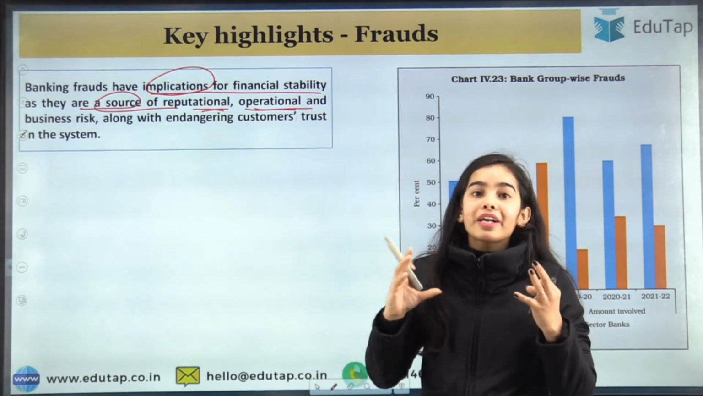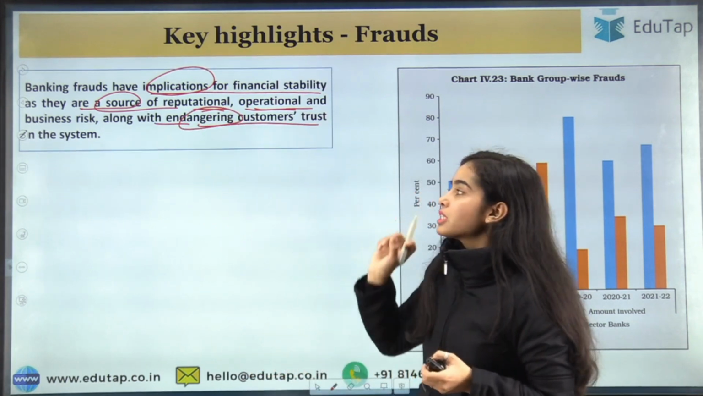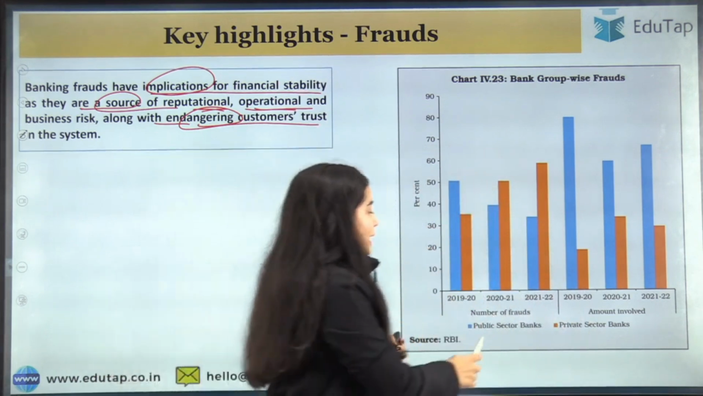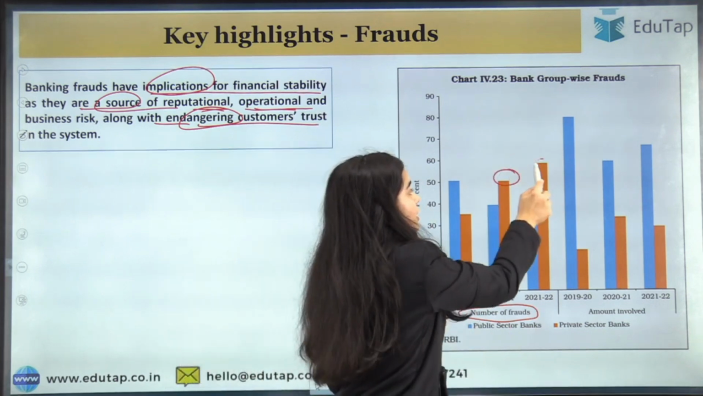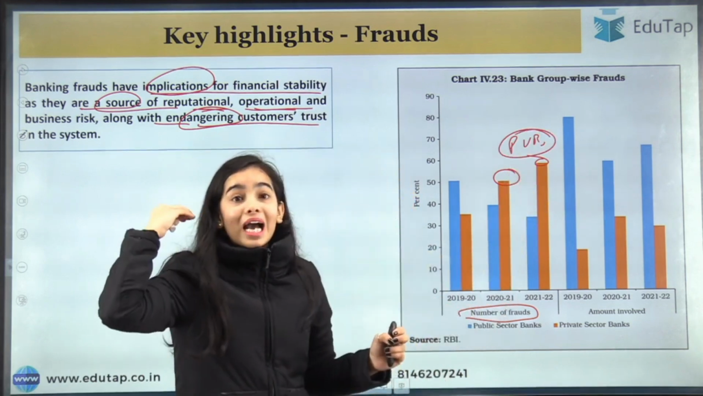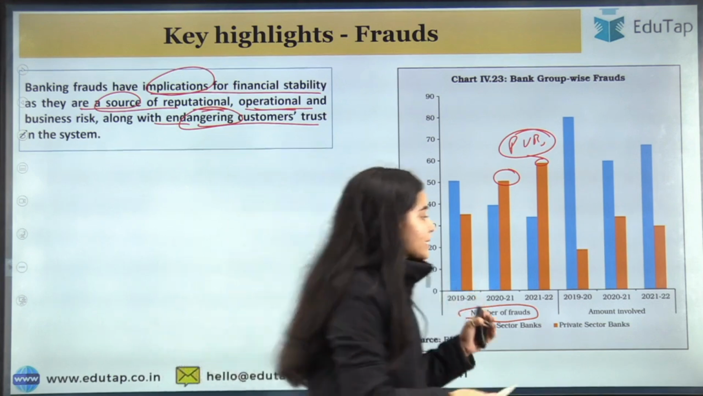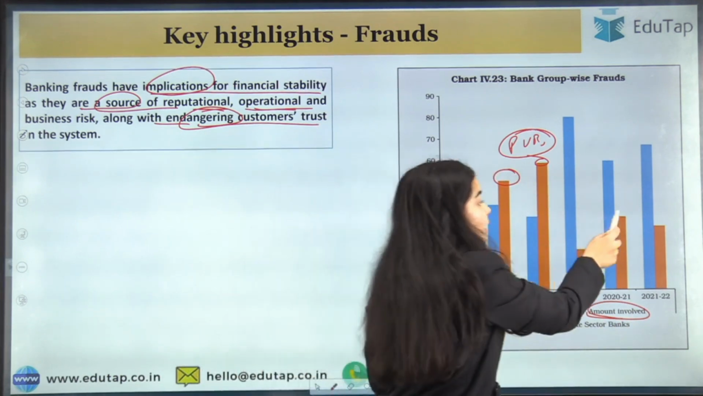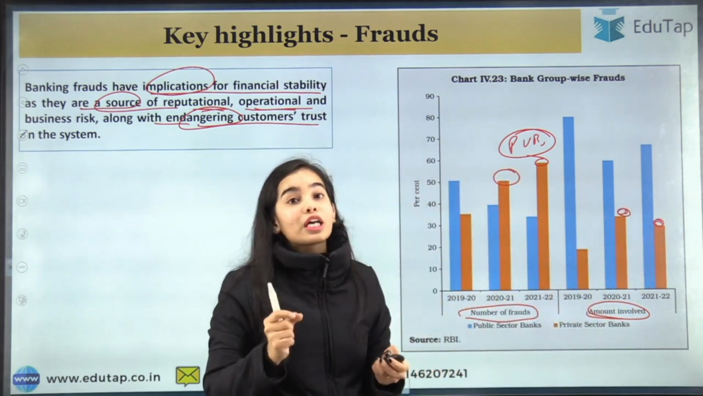They create a bad reputation for the particular banks, along with endangering the customers' trust in the complete banking or financial system. So here you can see that in terms of the number of frauds, for 2 continuous years, the private sector banks are the ones that have a very high number of frauds happening. Next is the amount involved. If we see the amount involved, for the public sector banks the amount of the frauds is quite less.